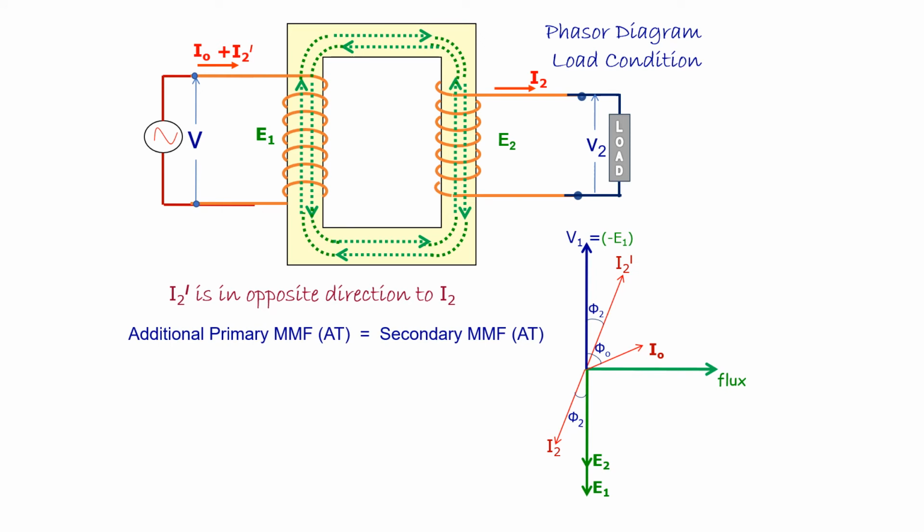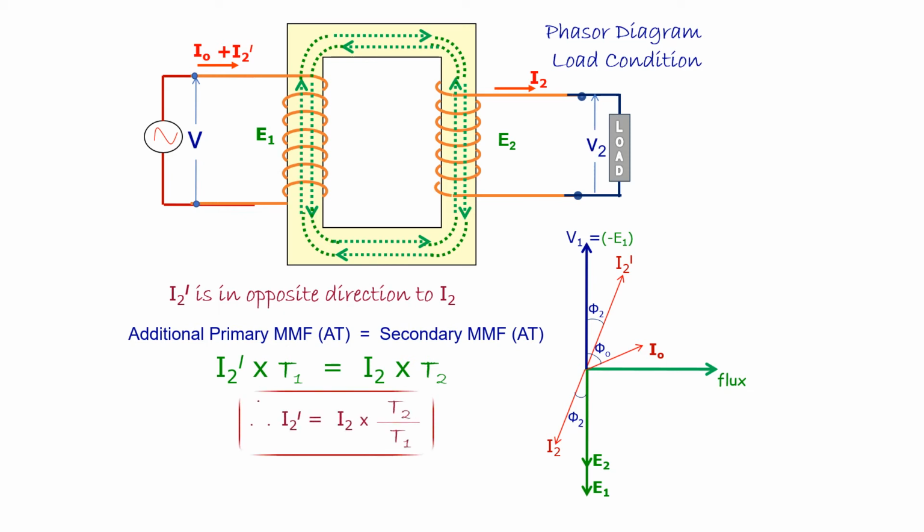The additional primary MMF in ampere turns should be equal to the secondary MMF ampere turns in order to maintain the flux in the core constant. So the additional current I2 dash into the primary number of turns should be equal to the secondary current into the secondary number of turns. From this, I2 dash will be equal to I2 into T2 by T1. Now the input current I1 is equal to I0 plus I2 dash.